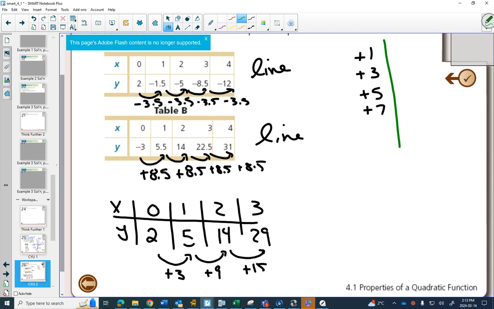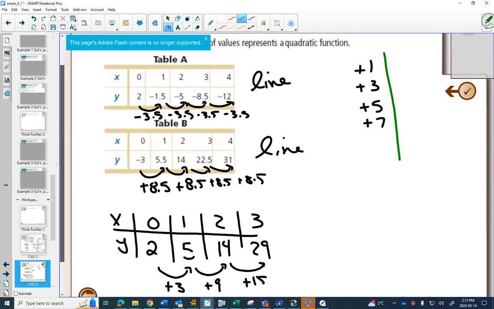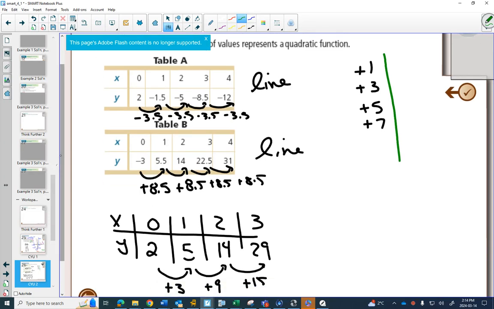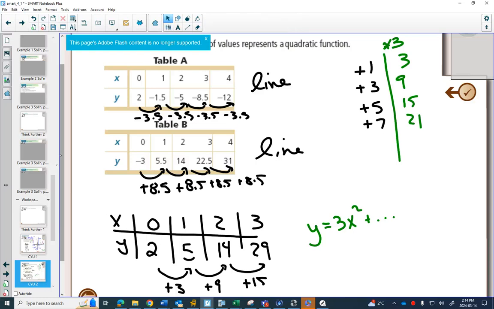What did I do to the 1, 3, 5? You just skipped some. Okay, yeah, I skipped some. Can you see that if I took these and multiplied them by 3, that would give me 3, 9, 15, 21? So this would be some sort of 3x squared graph. I don't know which one, but I know that it will have a 3x squared in it. So anytime your numbers are jumping up as a multiple of 1, 3, 5, and 7, it makes a parabola.